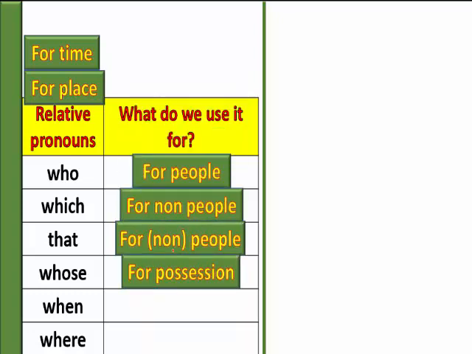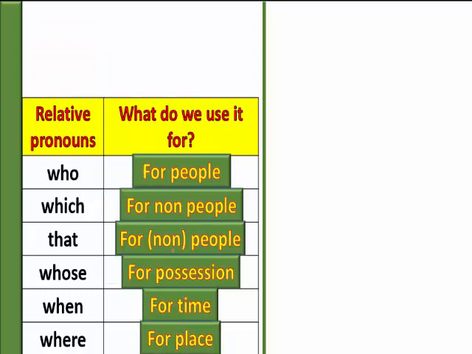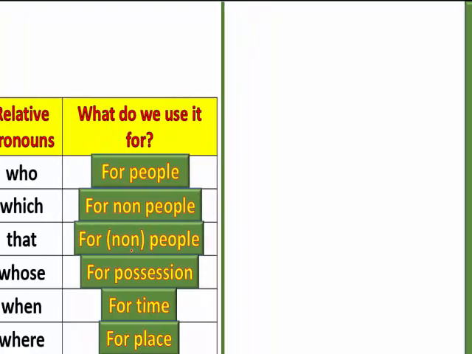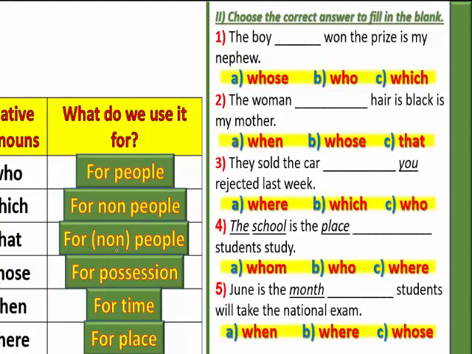When? For time. Where? For place. Do you have everything correct? Congratulations. Another example. Remember, this is the exercise I gave you on Facebook yesterday, and I told you to do it. So this is the correction.